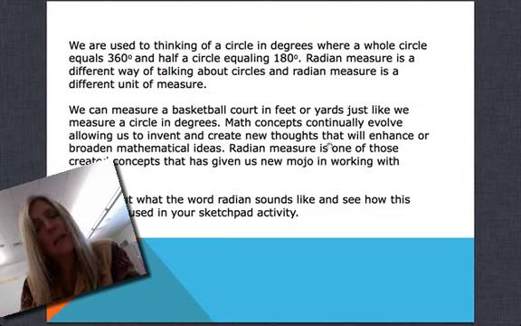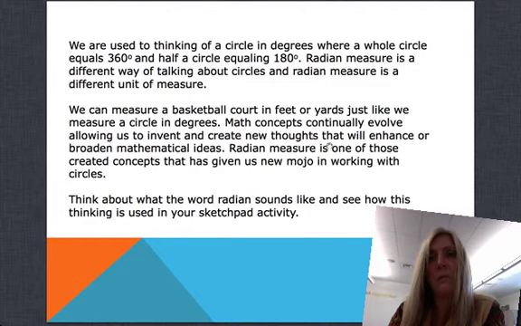We're used to thinking that we measure circles in degrees, where a whole circle is 360 degrees, right? And a half circle is 180 degrees. So radian measure is just a different way of talking about circles, a different unit of measure that we use for circles.